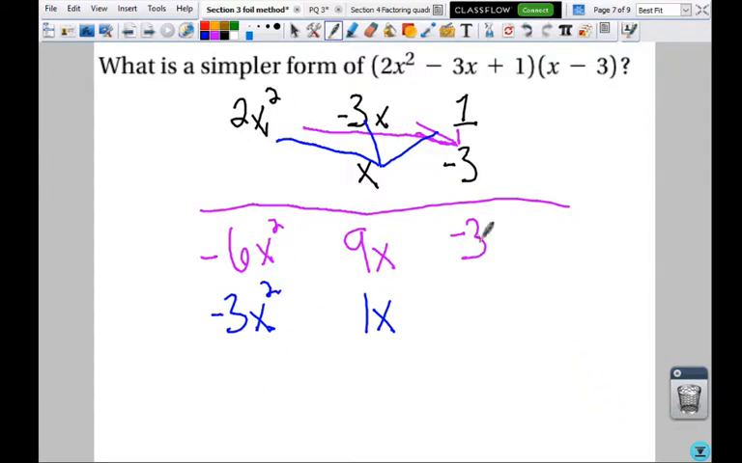And then my last one, x times 2x squared is 2x to the third. But I don't have any 2x to the thirds yet. So I'm just going to go right here on the far left. Go 2x to the third.